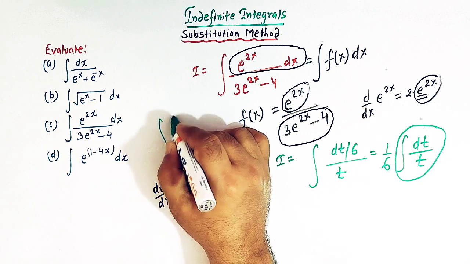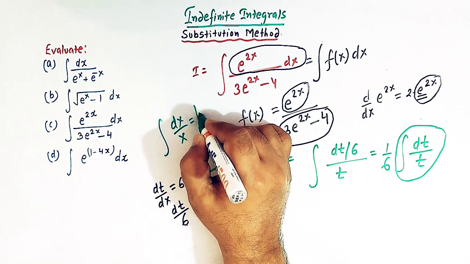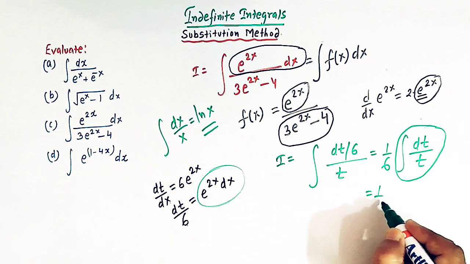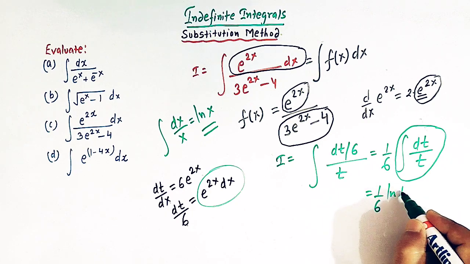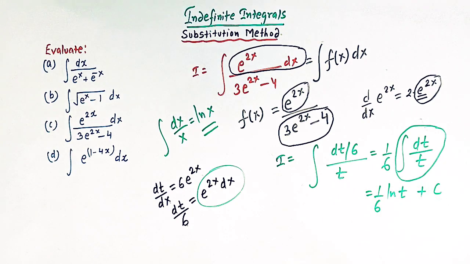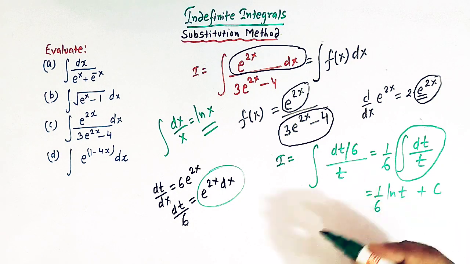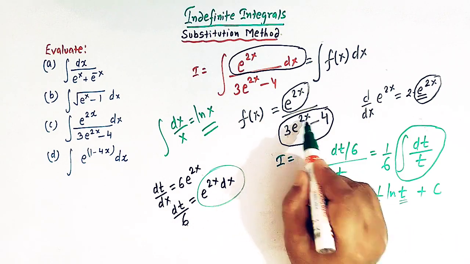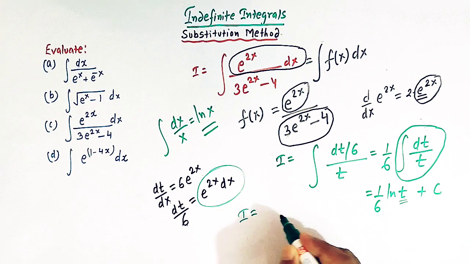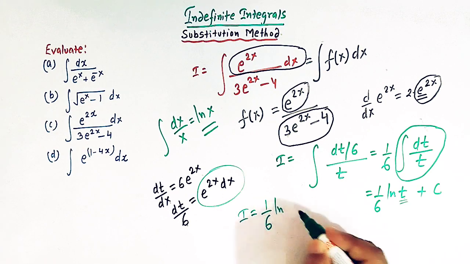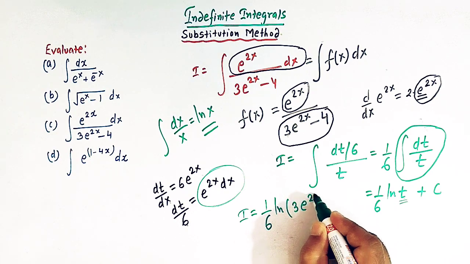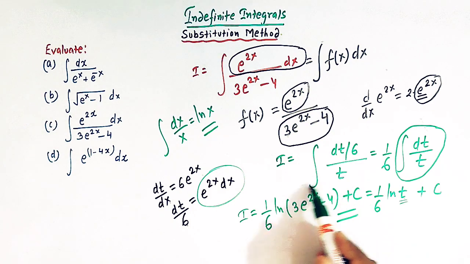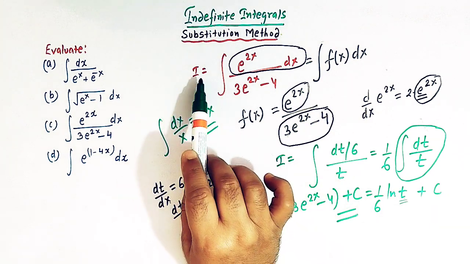We know that the integral of dx over x is simply the log of x, the natural log. So here we have 1 over 6 times the log of t, and c is the constant of integration. Now to get the final answer, let us replace t by 3 e raised to 2x minus 4. So I can now be written as 1 over 6 log of 3 e raised to 2x minus 4 plus c. So this is the final answer for this integral.